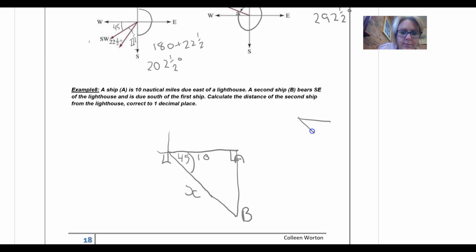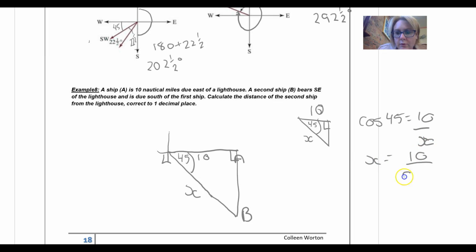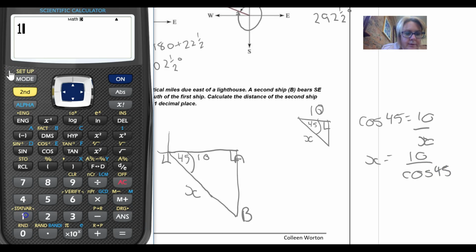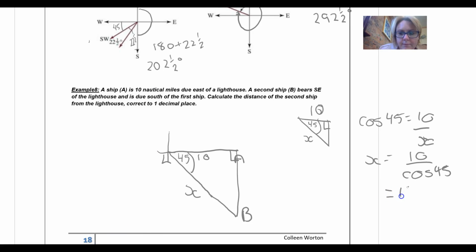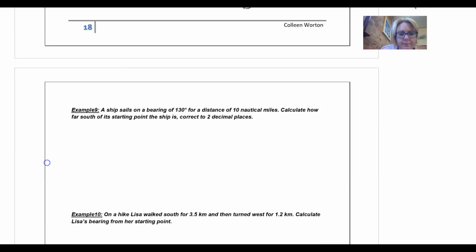So I've got this triangle happening here, a right angle triangle, 10, 45, x. It's cos 45 equals 10 on x. We haven't done a switcheroo for a while. That's a switcheroo: 10 on cos 45. I'll just do that on my calculator. 10 divided by cos 45. And I get 14.14 metres. But to one decimal place, so it's 14.1.